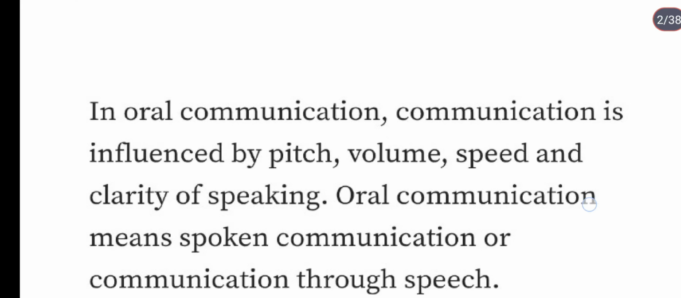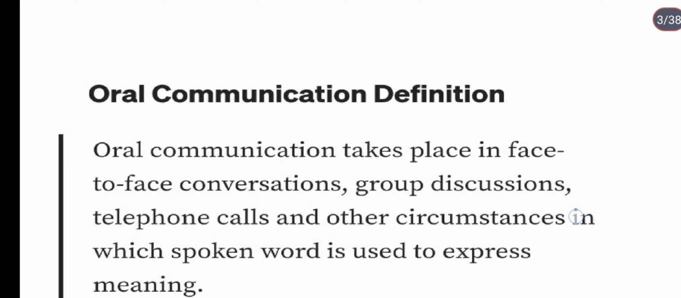As well, in oral communication, the communication is influenced by the pitch, volume, speed, and clarity of speaking. Oral communication means spoken communication or communication through speech. Oral communication definition. The first definition of oral communication.